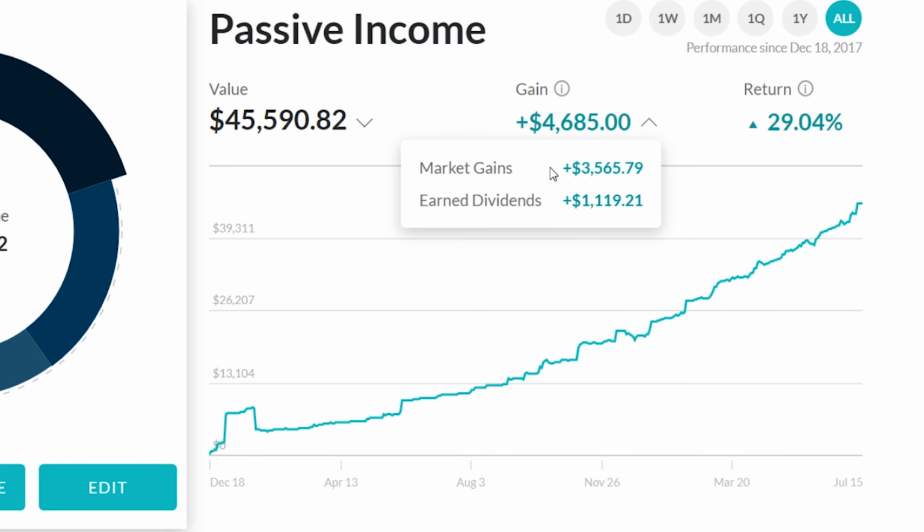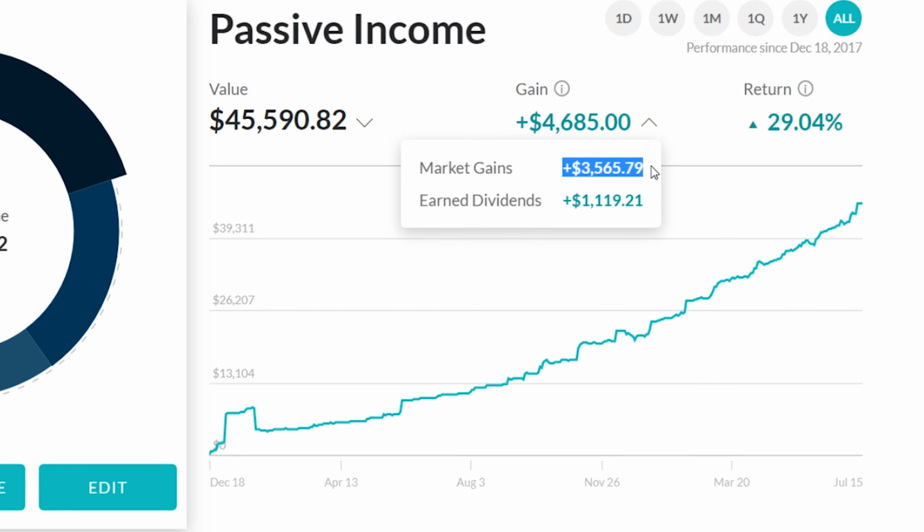But the nice thing about a dividend growth portfolio is that you don't have to concern yourself with the capital gains, because all this says is that people are willing to pay more for the stocks that I own than when I originally purchased them. Now, the earned dividends is different. Again, this is returns that I get whether people are willing to pay more or less.